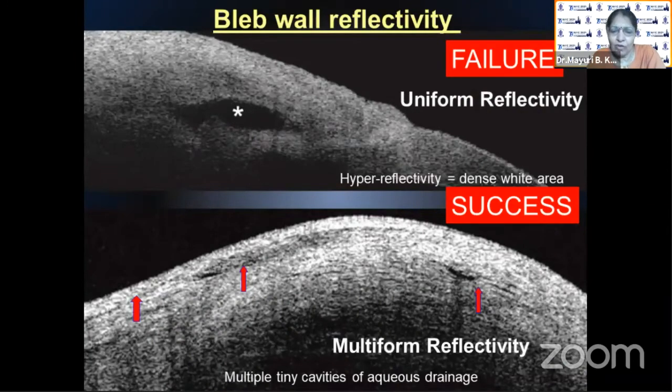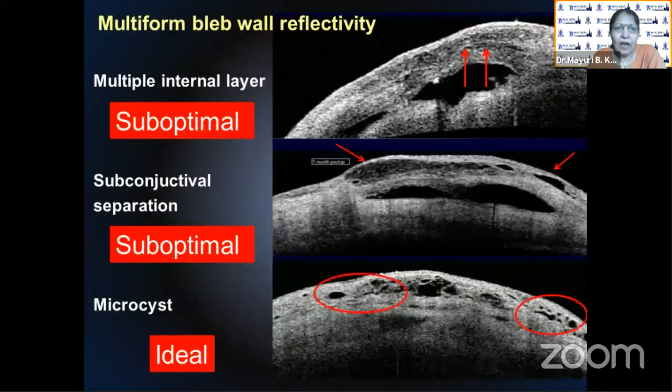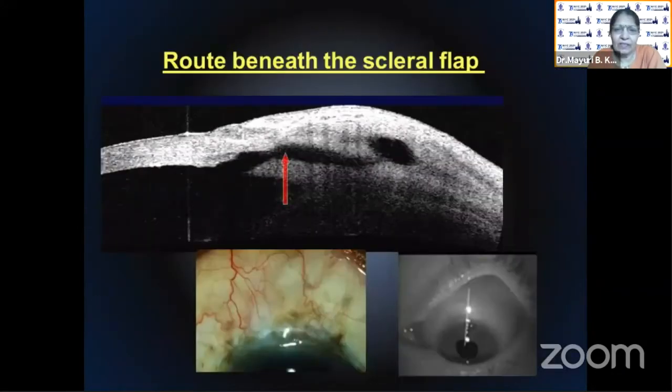And the bleb wall was divided into uniform reflectivity and multiform reflectivity. Again, multiform bleb wall reflectivity is divided into multiple internal layers as shown here, subconjunctival separation. These two are suboptimal as far as success is concerned, but the multiple microcyst as shown here is an ideal bleb and always guarantees success.